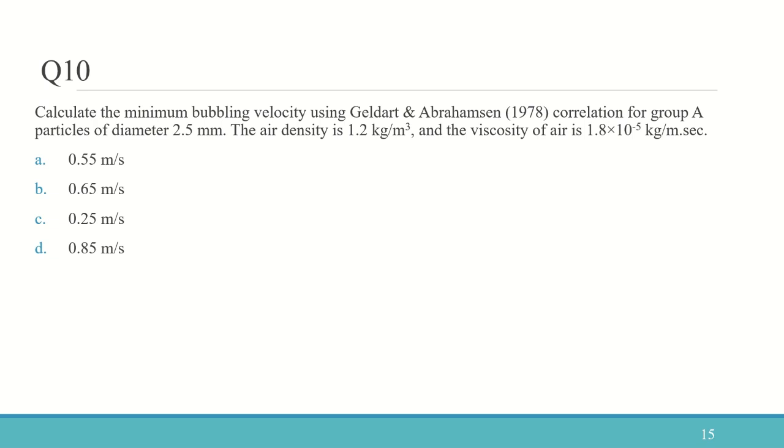So what is being asked in the question? We are asked to calculate the minimum bubbling velocity using the Geldart and Abrahamson 1978 correlation for group A particles of diameter 2.5 mm, and the fluid medium is air, with density 1.2 kg per meter cube and viscosity 1.8 into 10 power minus 5 pascal second, or kg per meter second. So now we need to find the minimum bubbling velocity. Just try to solve this problem.